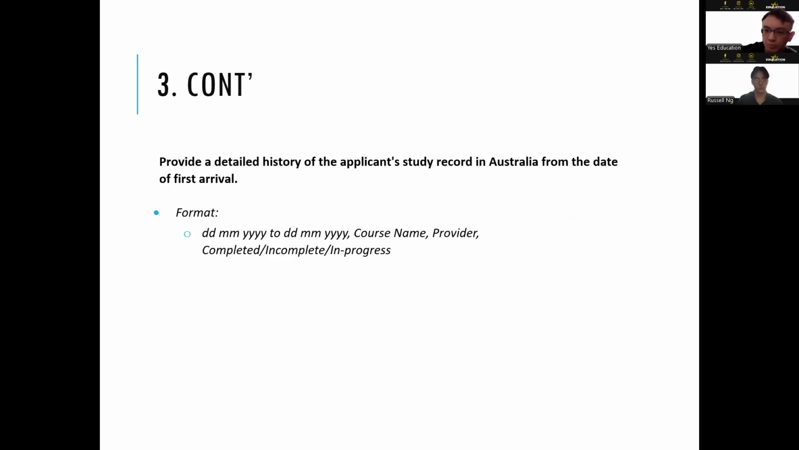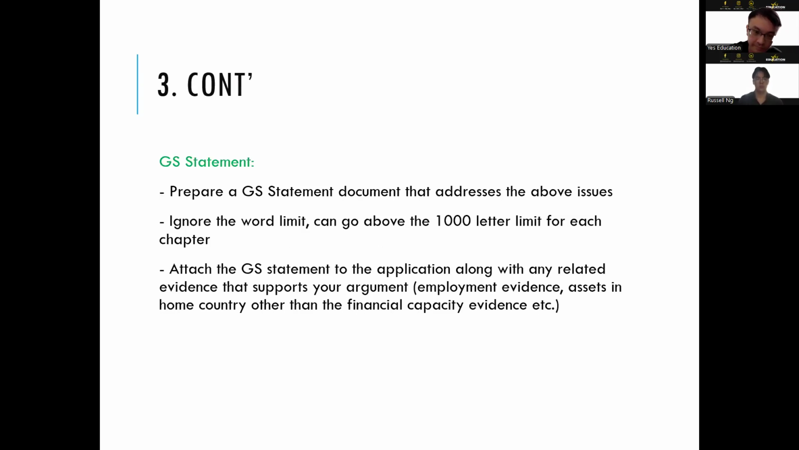When applying for a student visa, there will be questions in the application form asking you to answer these. And there is a word limit. Usually it's 150 words for each question. But in real practice, we highly suggest that you just ignore those word limits. You can always prepare a separate genuine student statement, address all the above issues in detail, and attach it to the end of the application.